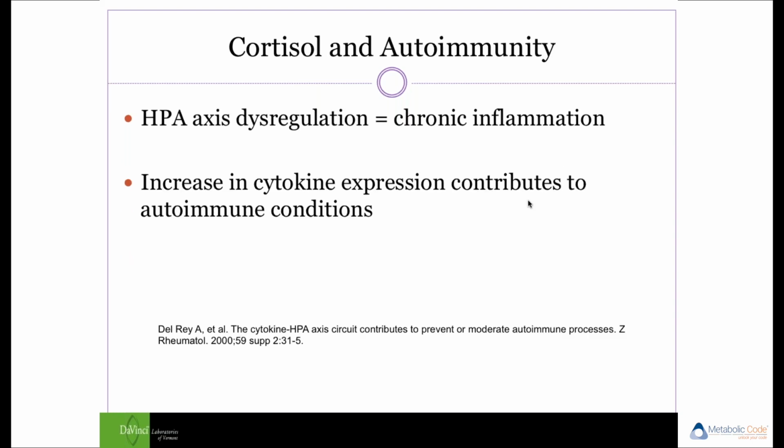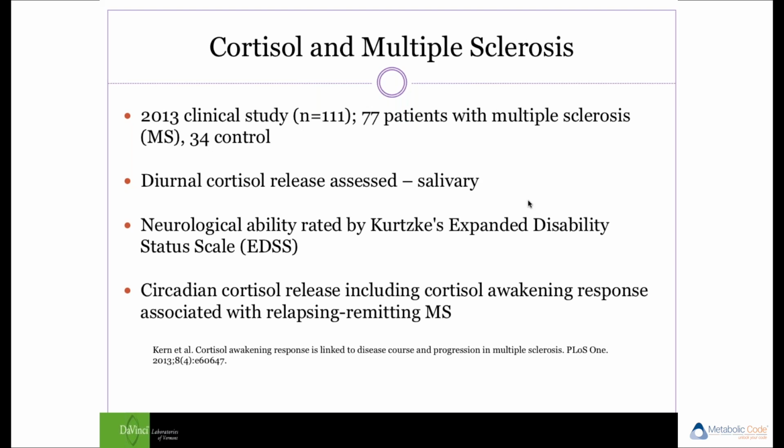In addition to this, alterations in the HPA axis, especially flattening of the cortisol curve, so patients who are now Th1 dominant, have also been linked with autoimmunity. So they see increased cytokine production, including IL-6, IL-1B, and TNF-alpha, which contributes to the presence or exacerbation of autoimmune processes. What does this look like clinically?